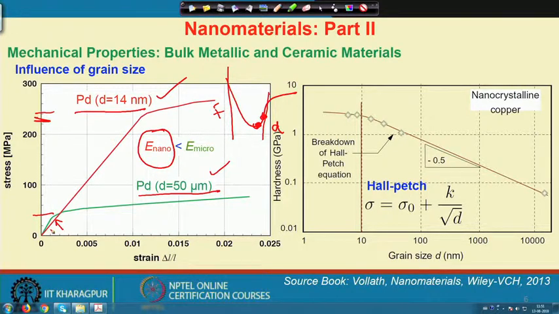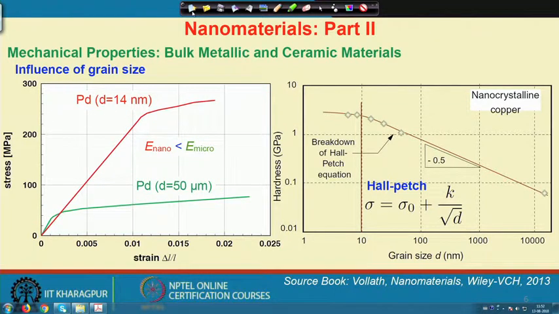Now, the question arises: if I keep on decreasing the grain diameter or size, does hardness increase continuously as per the Hall-Petch equation? Let us have a look at the right hand side plot. Here I have plotted grain size versus hardness. You can see that from a large grain size, this is 100 nanometer, this is 1 micrometer and this is 10 micrometer. If you decrease the grain size, hardness increases, but after that it does not increase.